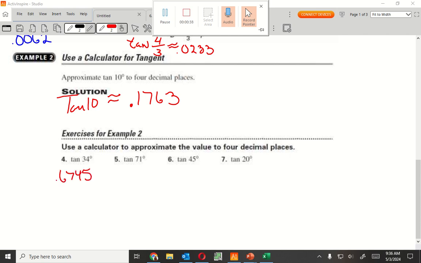0.6745. Okay, anyone else agree? Anyone disagree? No one.